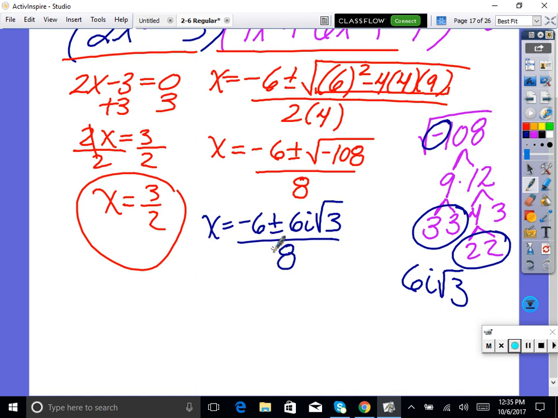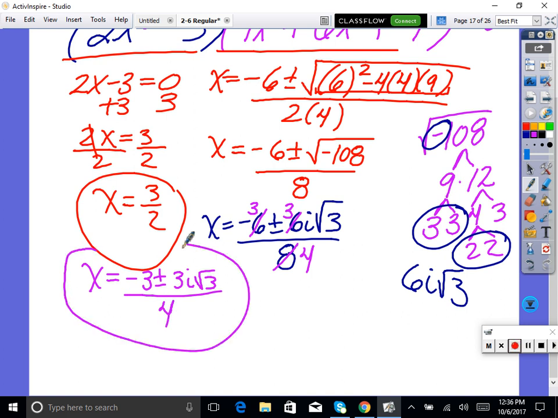Can those simplify? Yep. What do they all divide by? This divides by 2 and becomes a 3. Divides by 2 and becomes a 3. Divides by 2 and becomes a 4. So I also have x is equal to -3 plus and minus 3i root 3 all over 4. We have degree 3. We have 3 solutions.